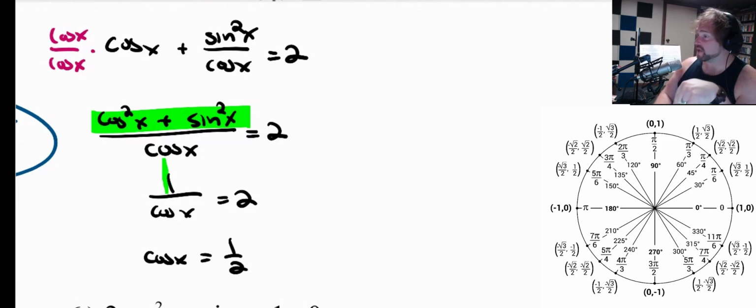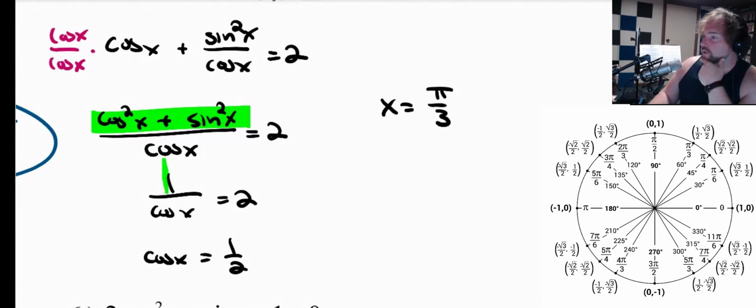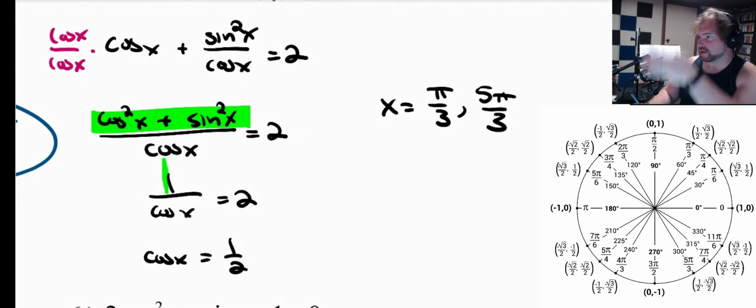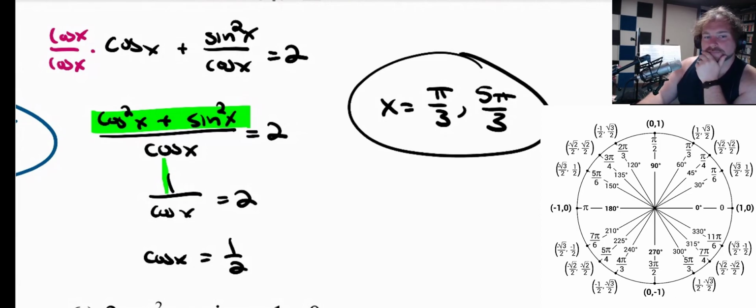Because remember, cosine is just the x value. So what angles have a cosine value of 1/2? I see 2 of them right now. The first one is at pi over 3, where the x is 1/2 and the y is root 3 over 2, and 5 pi over 3. Remember, if you're looking for the same x value, you're kind of drawing a vertical line through the graph. So pi over 3 and 5 pi over 3 are on the same vertical line on your unit circle. And those are the only 2 answers that I'm aware of for this problem.